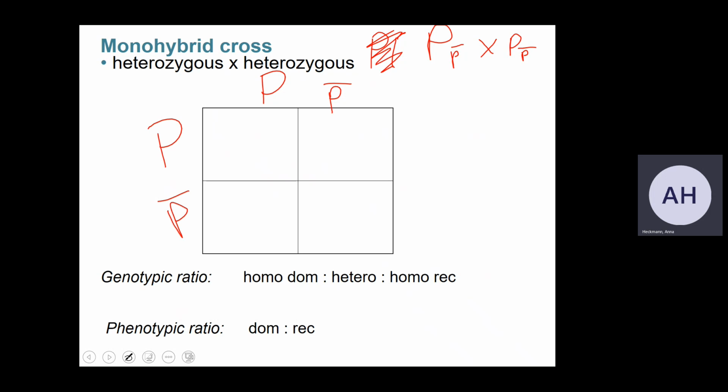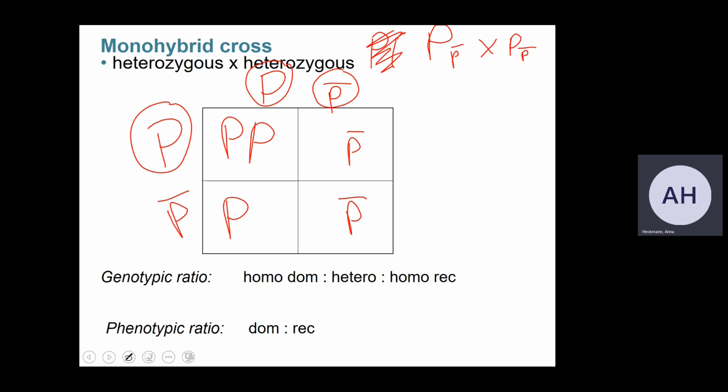And then we do the same thing we did before. I'm going to start with this allele, this capital P, and write it in all of the squares that it is on top of. Then I'm going to do the same with the lowercase p and write that in all of the squares that it is on top of. And then I'm going to do a similar thing with this capital P. I'm going to write it next to all of the boxes that it is next to.